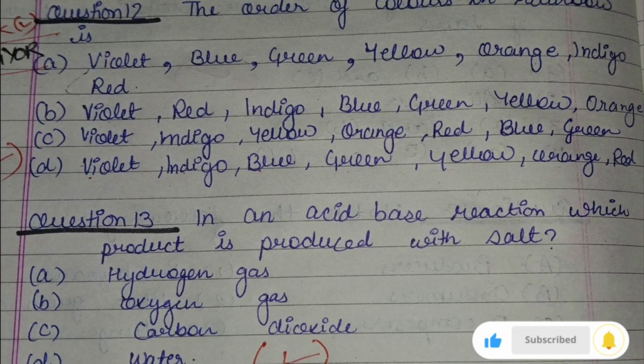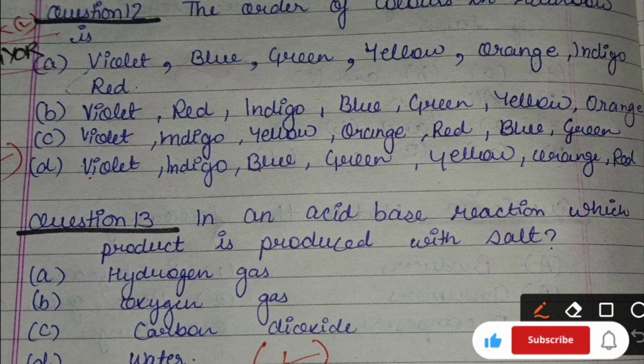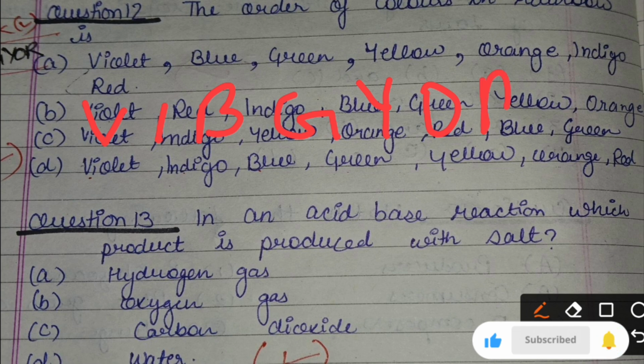Next question. The order of colors in rainbow is. Here we are having a trick. The trick is VIBGYOR. So V violet, I indigo, B blue, G green, Y yellow, O orange and R red. So the answer is D.